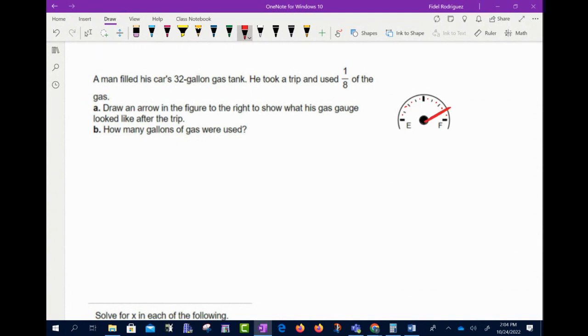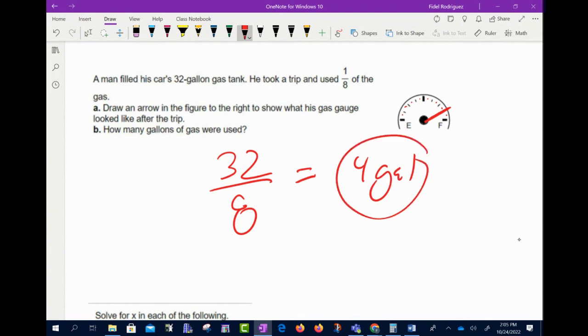Now it says how many gallons of gas were used? Well, we have 32 gallons, and we're going to cut that up into 8 equal pieces. Because he used one of them, he used 4 gallons. If he would have used 3 of them, I would just do 4 gallons and another 4 gallons and another 4 gallons, and so on and so forth, right? But in this case, he used 4 gallons.